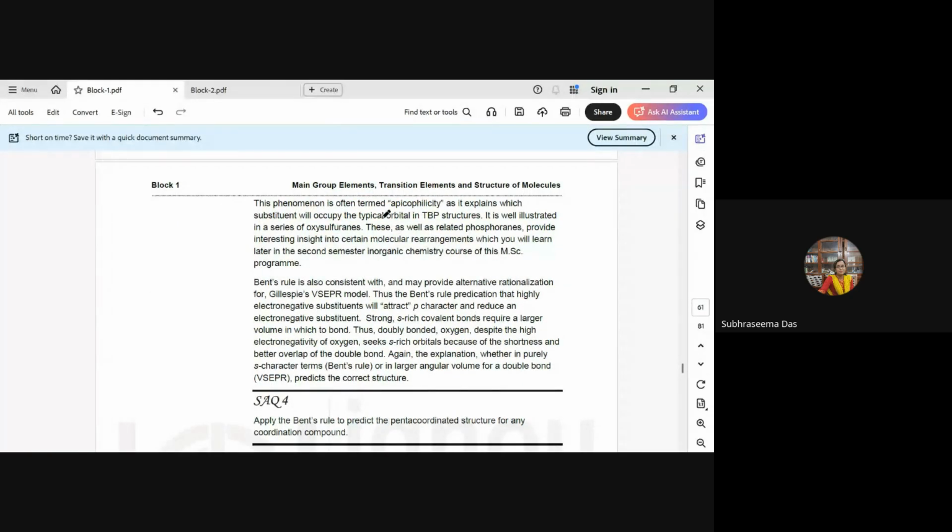Now this phenomenon is often called apicophilicity. This apicophilicity explains which substituent will occupy which orbital in the TBP structures. Even this apicophilicity has been explained in the case of oxysulfuranes.